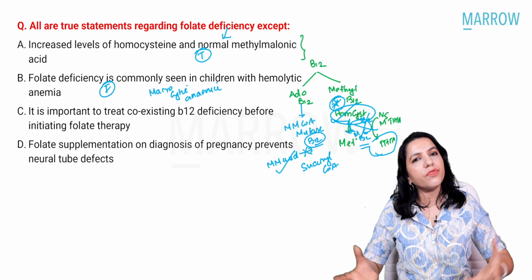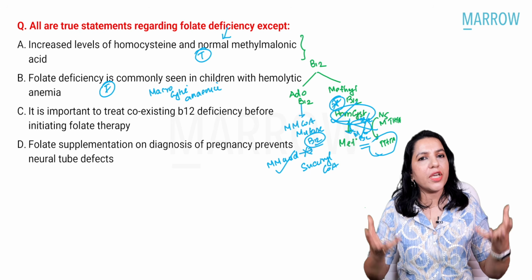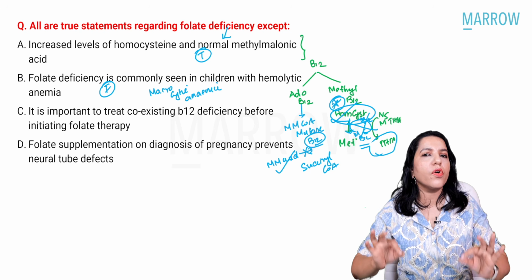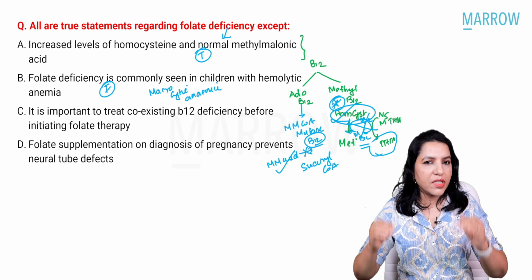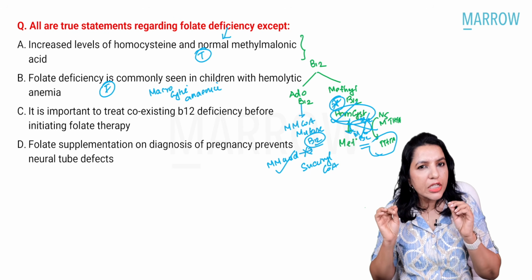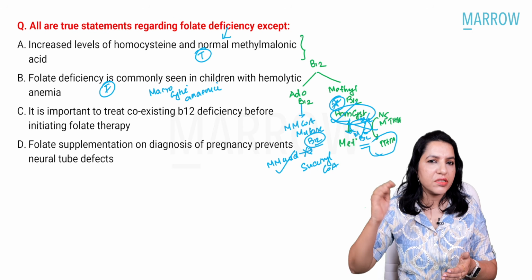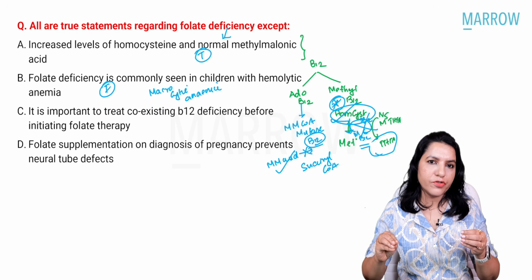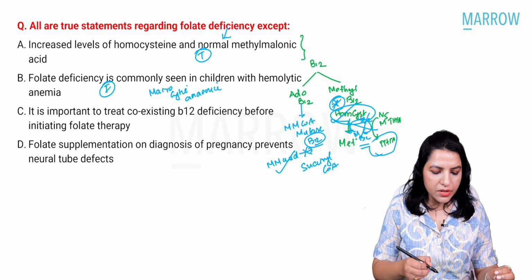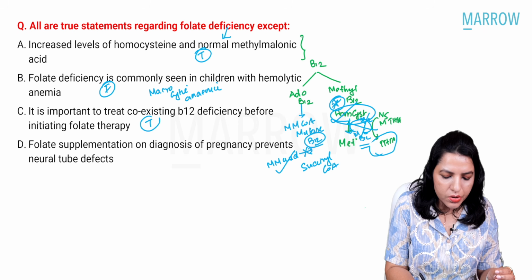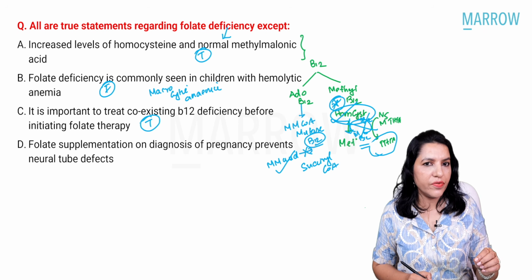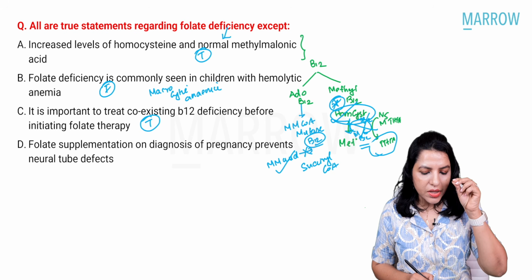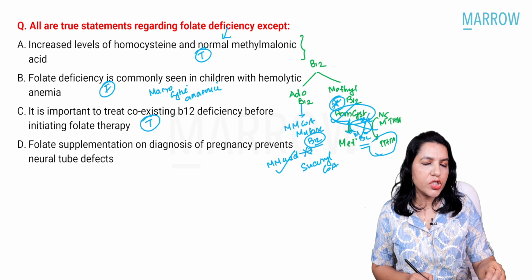So, even if you are feeding the patient with folic acid, it is not going to increase the folate stores in the body. Always treat the B12 deficiency before treating the patient with folic acid. That is a dictum that we always have to follow. So, that is again a true statement. It is important to treat the coexisting B12 deficiency, otherwise folate will be trapped. So, treat the B12 deficiency before initiating the folic acid.